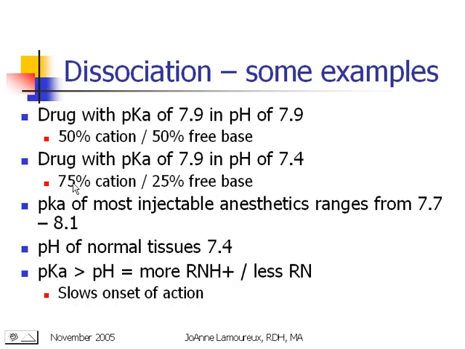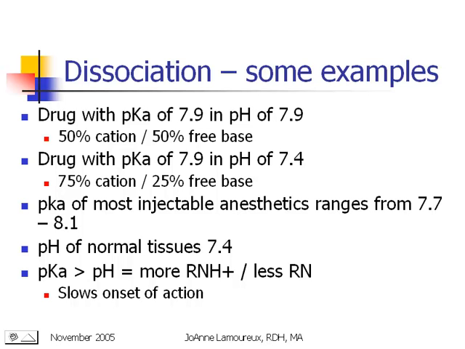Now on the surface this might sound like a bad deal. You say, well, wait a minute, instead of having 50% free base, now I only have 25% free base. But what you need to remember is that of these 25% free base molecules, once they get inside the nerve, a full 75% of them are then going to become positively charged cations, which can block up that nerve.